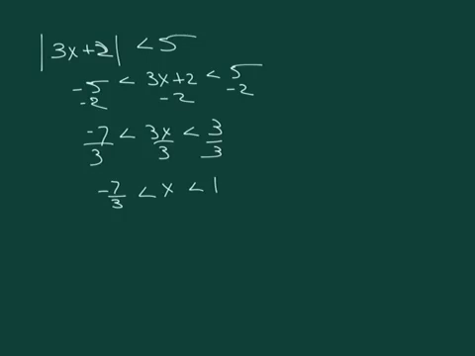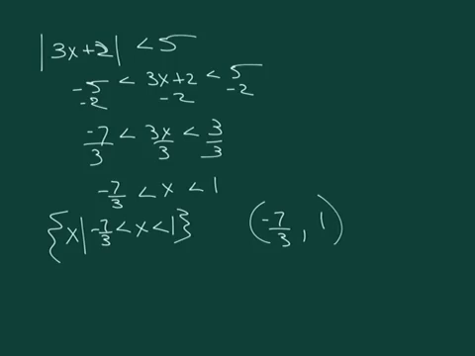So again, in set builder notation, the set of all x such that negative 7 thirds is less than x, which is less than 1. Or in interval notation, negative 7 thirds and 1, both of them rounded, because there is no equal. It's all less than. Okay? All right, let's go ahead and stop this video here, and we will do the B portion of example 4 on the next video.